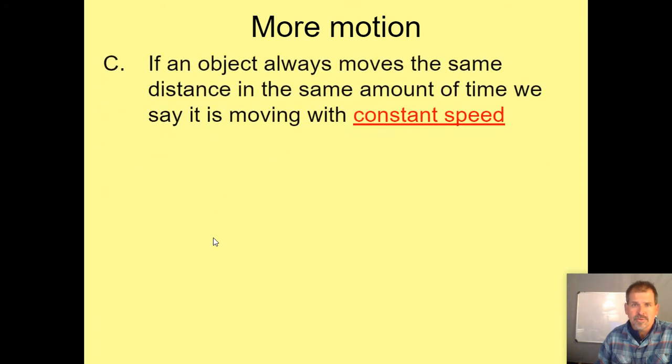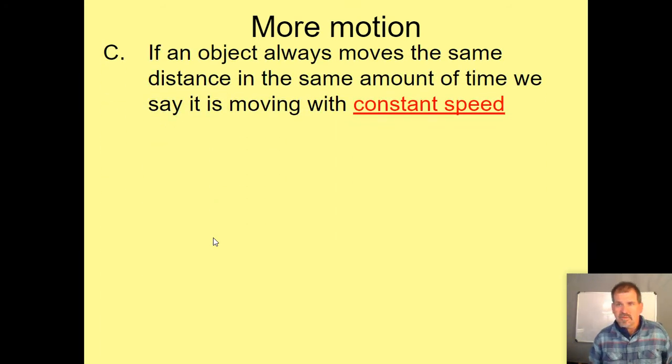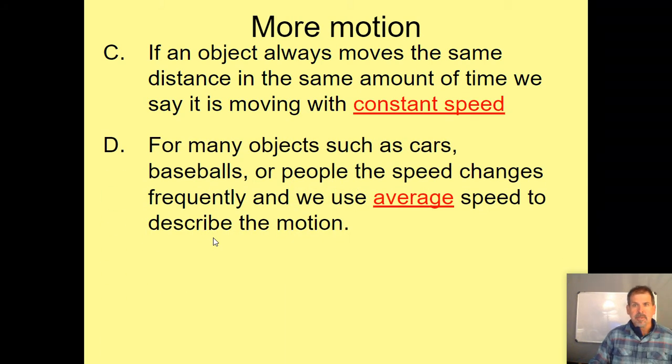So, more on motion. The difference between speed, constant speed, and velocity. If an object always moves the same distance in the same amount of time, we say it is moving with constant speed. But many objects, we know this, cars, airplanes, bicycles, longboards, the speed changes. Things slow down, sometimes things speed up, sometimes things are constantly slowing down and speeding up. So we talk about the average speed to describe motion.